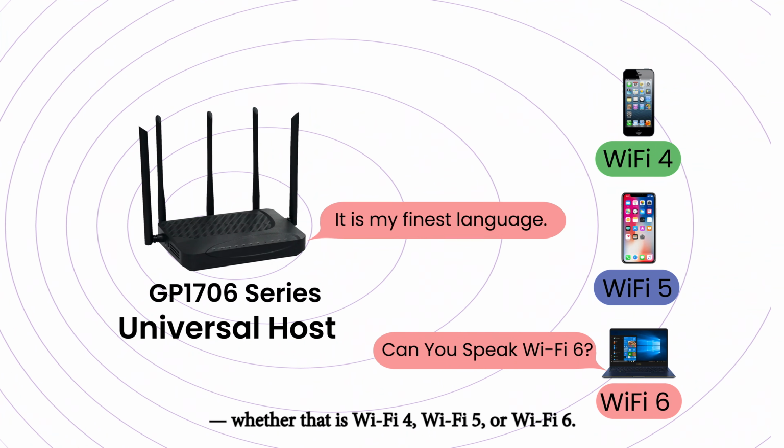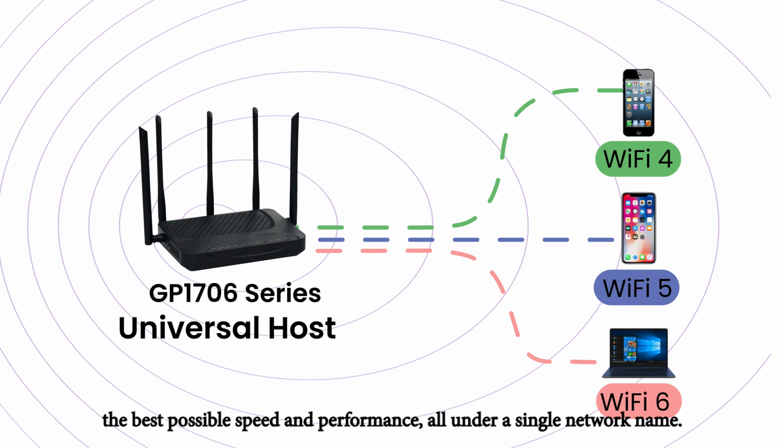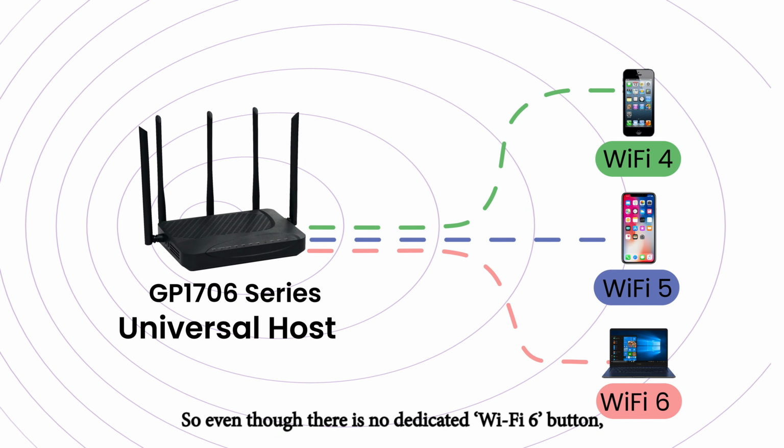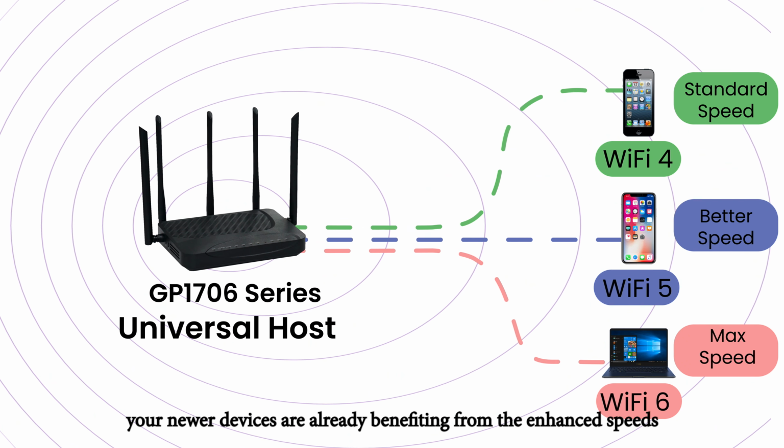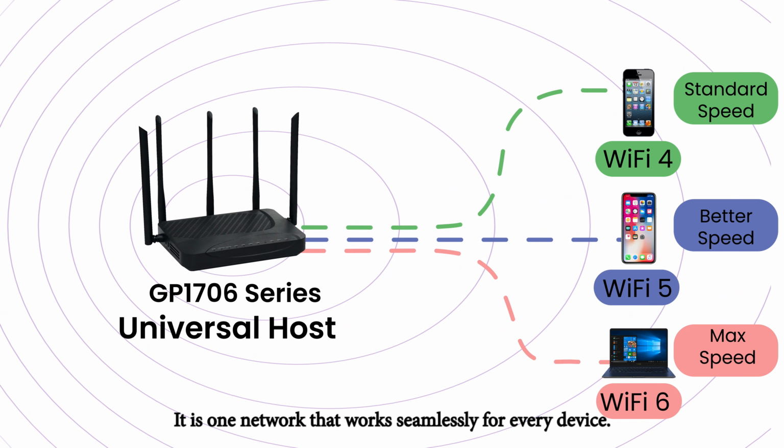It detects what the device is capable of and delivers the best possible speed and performance, all under a single network name. So even though there is no dedicated Wi-Fi 6 button, your newer devices are already benefiting from the enhanced speeds that Wi-Fi 6 provides, while your older devices remain connected without any additional configuration required. It is one network that works seamlessly for every device.